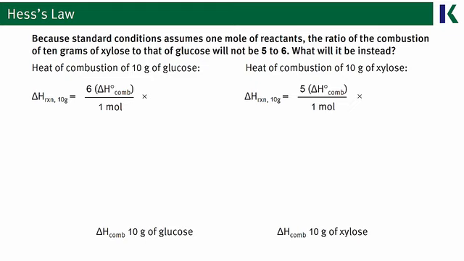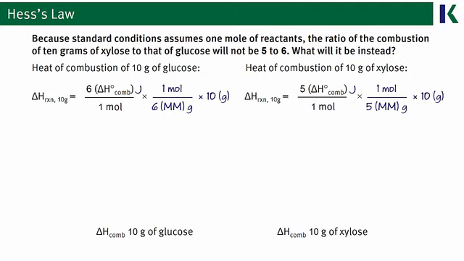What do we need to multiply it by to get the heat released by 1 gram instead? Well, the unit for the heat of combustion is joules, and we want joules per gram, so we can multiply by the inverse of molar mass. Again, we're working with the ratios here, not the actual molar mass. Then the final step is to multiply by 10, since we're looking at 10 grams of each sugar, and then we can duplicate the same thing for xylose.